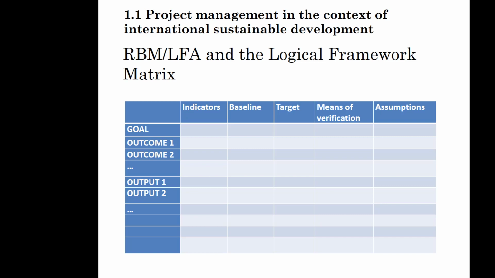So for each result that you have, let's say for each outcome, you have an indicator for the monitoring and evaluation of that outcome, and for this indicator you always have a baseline and a target. Means of verification are also required in these log frames, and also the assumptions regarding the achievement of these outcomes. We'll come back to these assumptions in a while, and we'll talk about these indicators in more detail later in the course.